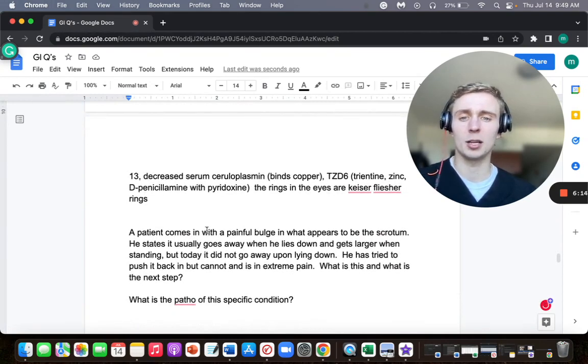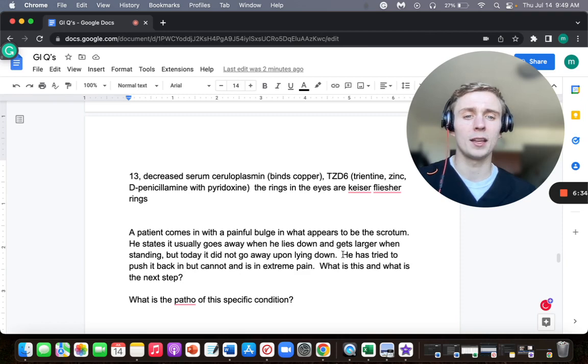So next one, a patient comes in with a bulge that's painful in what appears to be the scrotum. He states it usually goes away when he lies down and gets larger when he starts to stand, but today it did not go away upon lying down. He has tried to push it back in, but cannot and is in extreme pain. What is this and what is the next step?